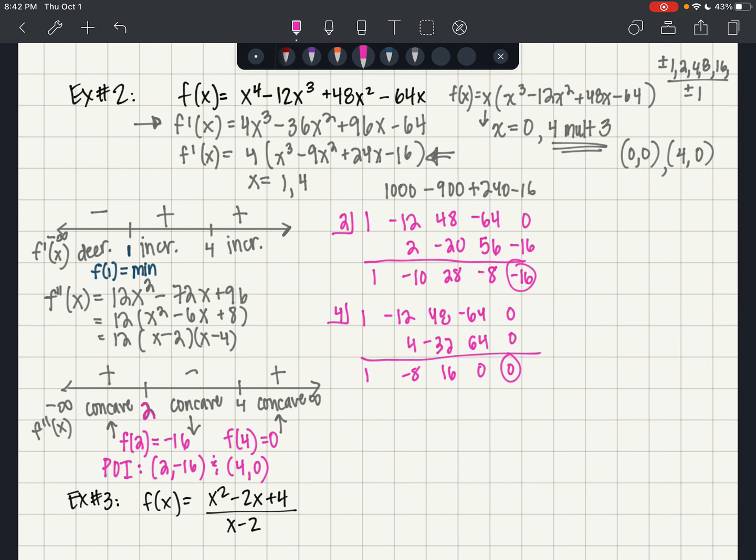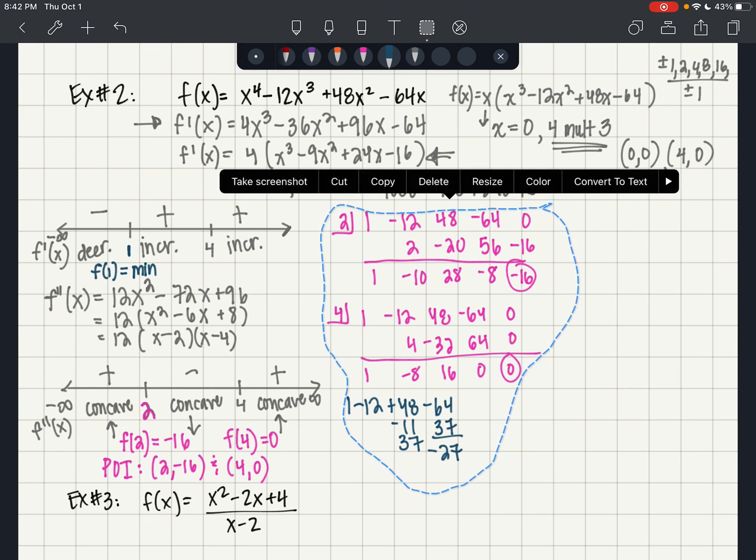We've got a minimum. We're going to have to put a 1 in. When we put a 1 in, I could probably put a 1 into the original function, not have to use synthetic division. When we put a 1 in, we get 1 minus 12 plus 48 minus 64. So negative 11, that's going to be 37. 37 from 64 is negative 27. Okay, if you want all of this work, you're going to have to hit rewind.